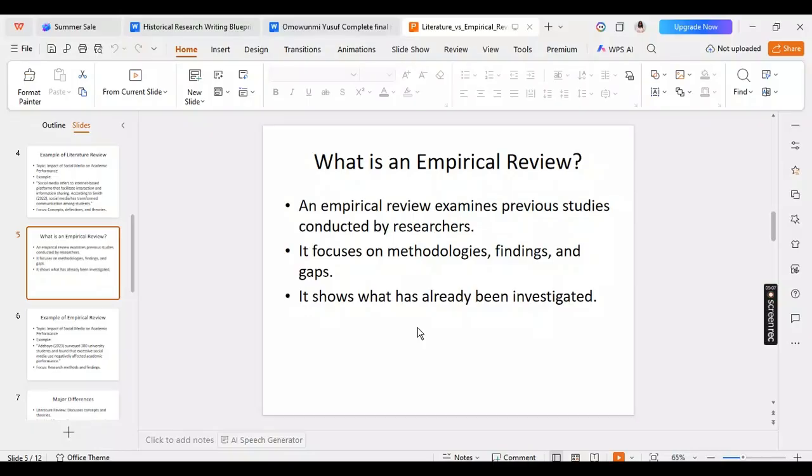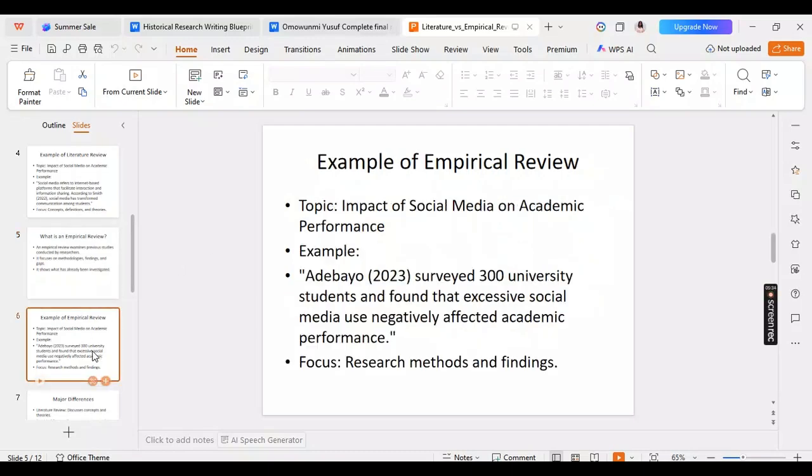And I told you that there are various methodologies in research writing. Is it that you are going for the quantitative? Is it that you are going for the qualitative? So it tells you, okay, this particular researcher, this is the method he is using, this is the information he accessed, this is the finding he was able to get from that particular work, and this was the gap that this person was able to cover. For literature review, you are looking for what the researcher did and what he didn't do that you want to do. So it shows what has already been investigated.